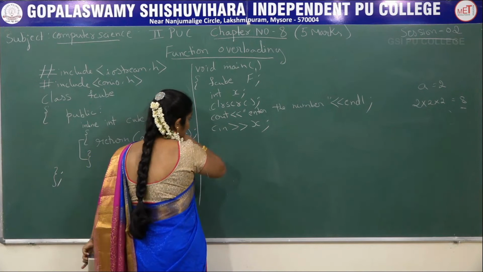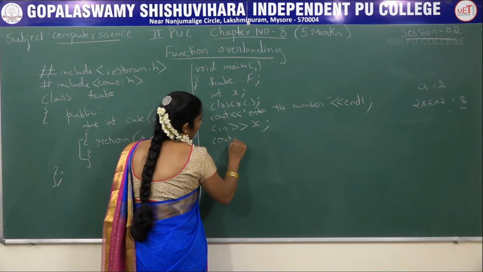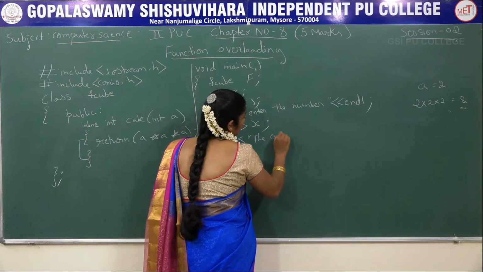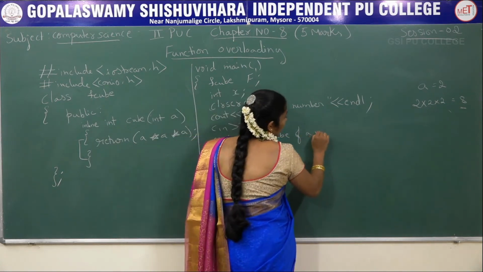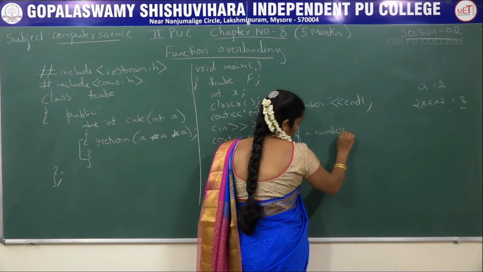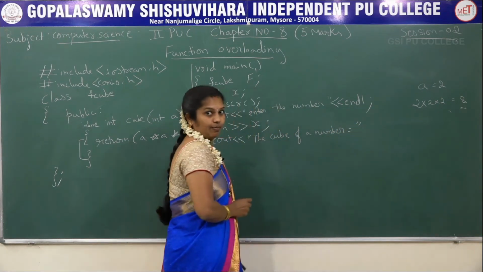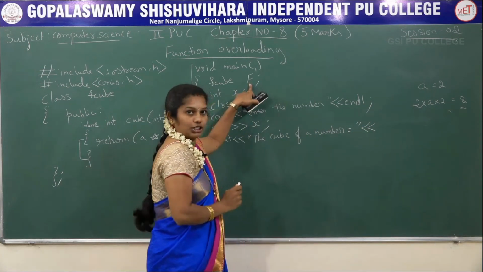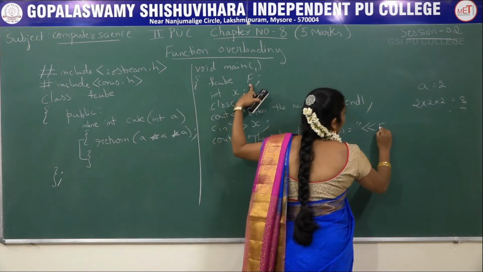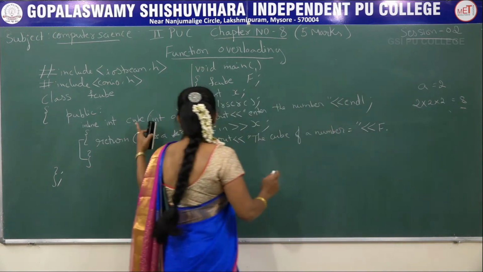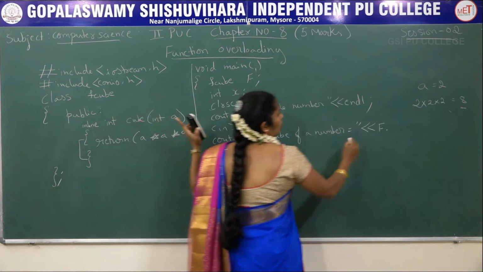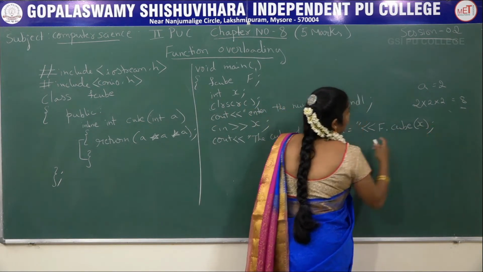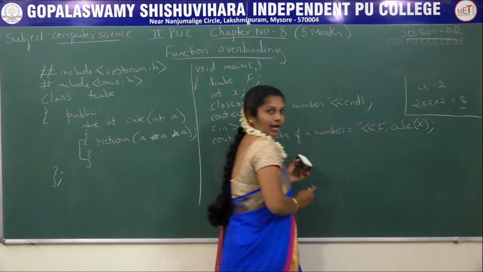Next I am going to call the function. Cout, insertion operator, the cube of a number equals, then display the value, then insertion operator. With the help of the function we are calling, that's why f dot. What is the function name we have given here? Cube, and the argument I am writing as x here. This is the argument I am taking.